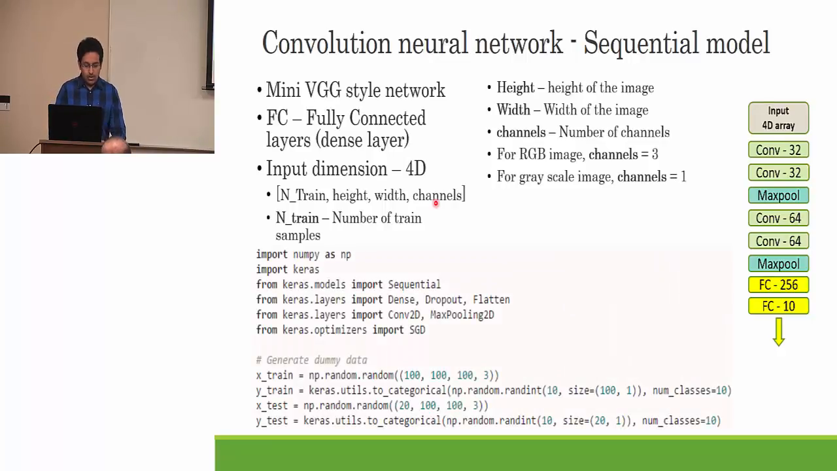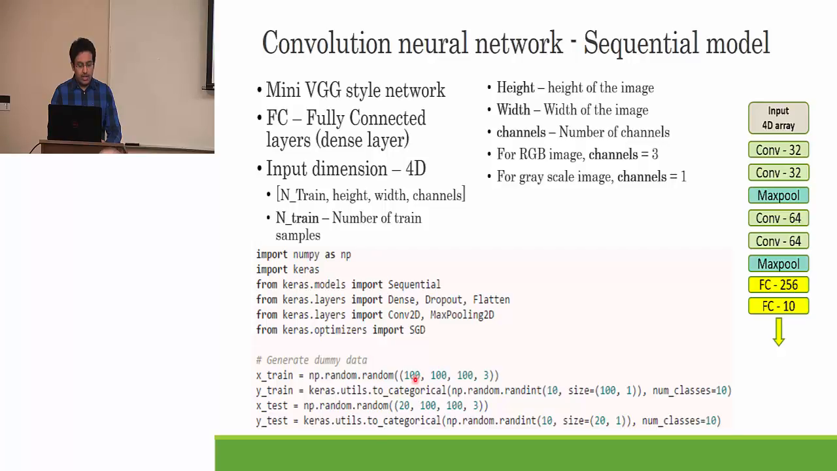So this is how code looks like in Keras. We import all the required packages, and we import all the required functions from Keras modules. And here we are just generating dummy data. This doesn't mean anything, but we are just generating X train and Y train and X test and Y test. We use a NumPy random function.